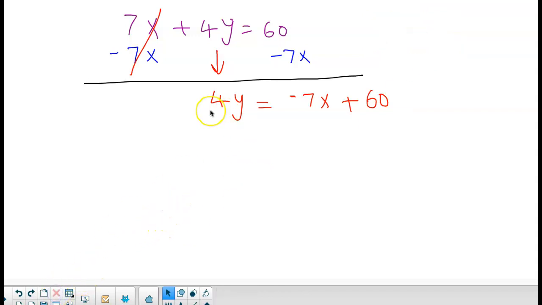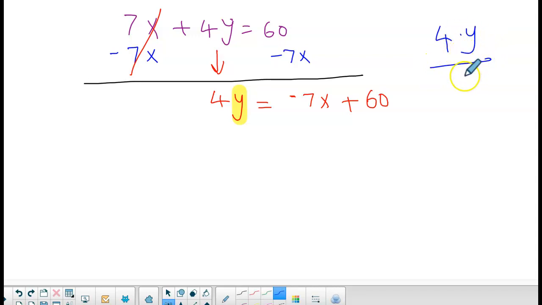Alright, so now 4y is equal to minus 7x plus 60. Then what? I have to isolate this y, like I was telling. Only y I need. I don't need 4 on the left hand side. So you have to cancel it. And how do you cancel? It is 4 times y, right? 4y means 4 times y. In order to cancel the multiplication, I have to do the opposite, which is division. So I'll divide the left hand side by 4.